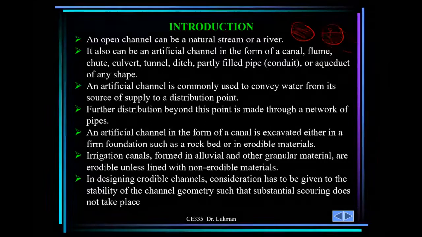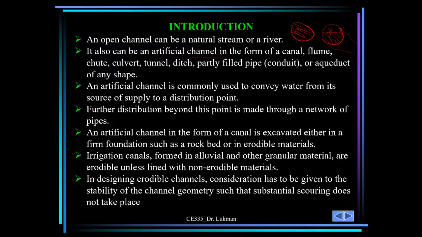But here in Saudi Arabia, we have many artificial channels, downtown, Hafrel, a lot of canals and channels for drainage, and what have you. An artificial channel is commonly used to convey water from its source of supply to a distribution point, and then further distribution beyond this point is made through a network of pipes.